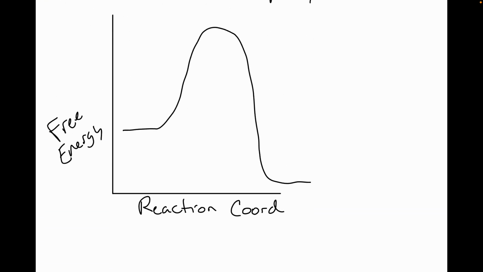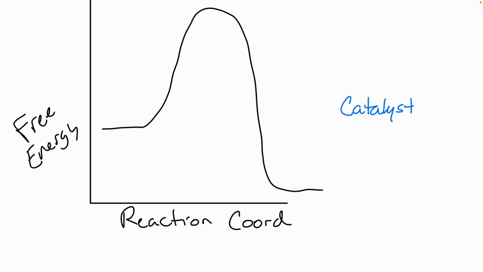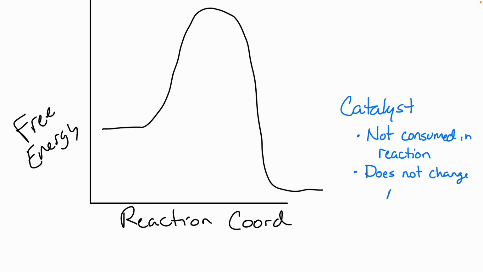All right, so the other strategy that we use is to use what's called a catalyst. So this reaction here, how we get away with it is we use a palladium catalyst, and then all of a sudden this reaction happens no problem. All right, importantly, a catalyst is not consumed in the reaction, and it does not change the delta G. So the difference between these two here is going to remain the same.